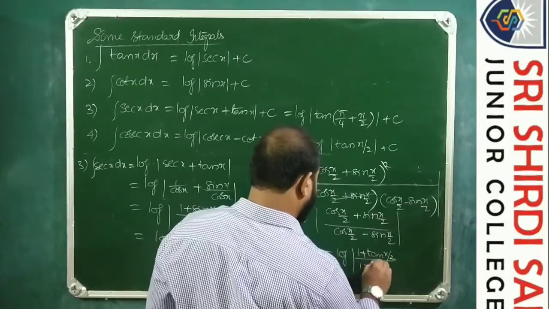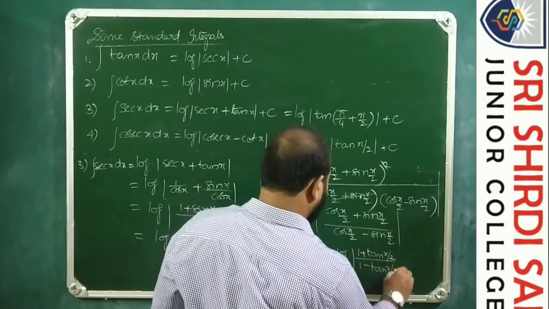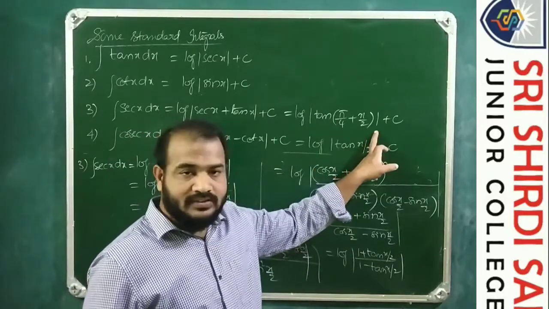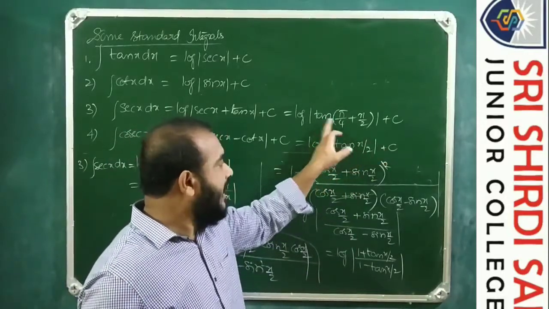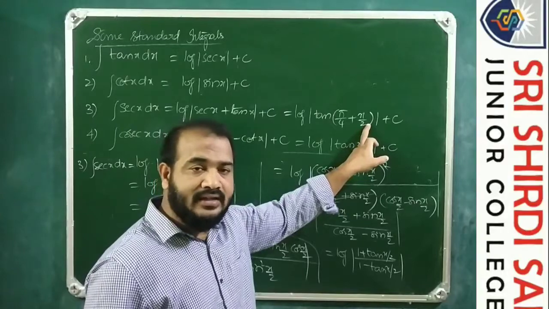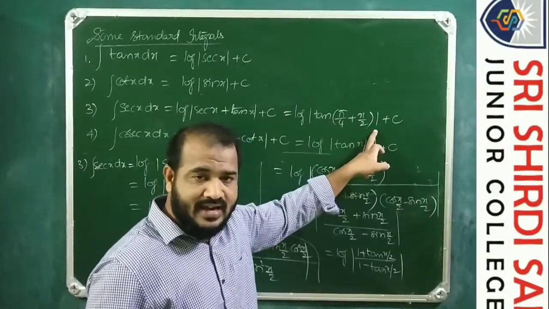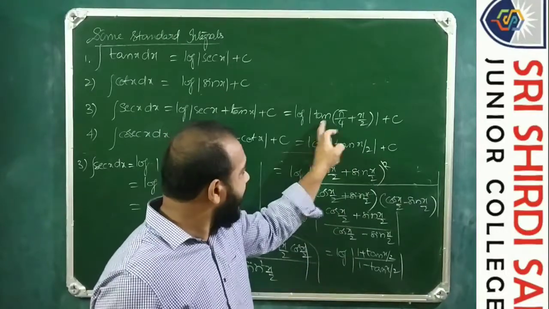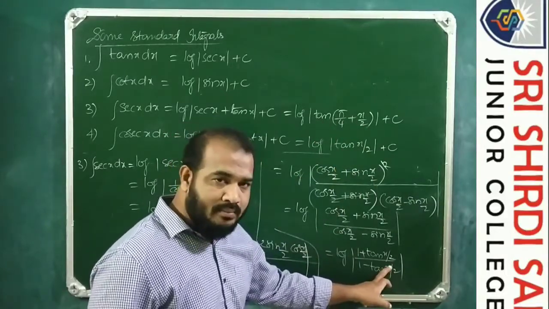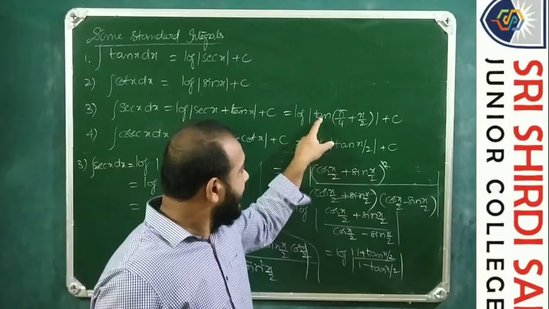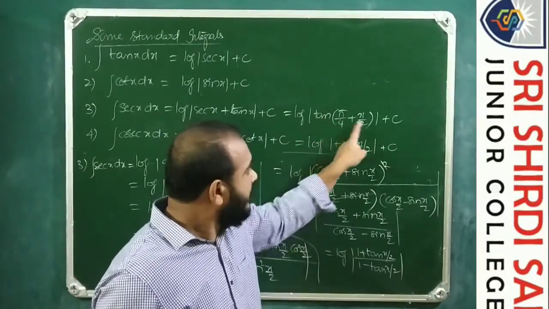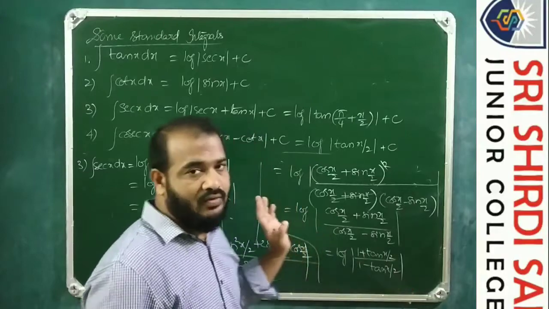by 1 minus tan x by 2, and this can be written as log tan of pi by 4 plus x by 2. Tan of a plus b is tan a plus tan b by 1 minus tan a tan b. Tan pi by 4 is 1, so this is 1 plus tan x by 2 by 1 minus 1 into tan x by 2. So this is what we have got.